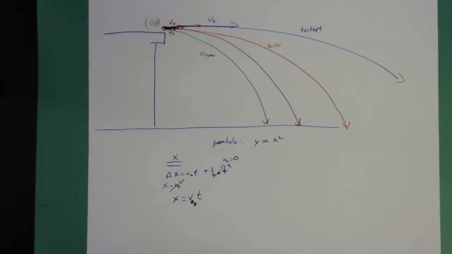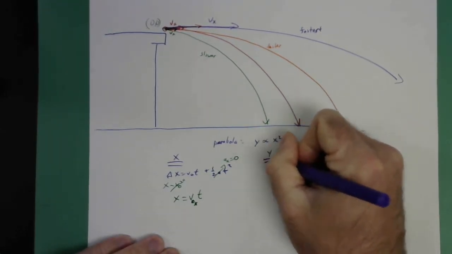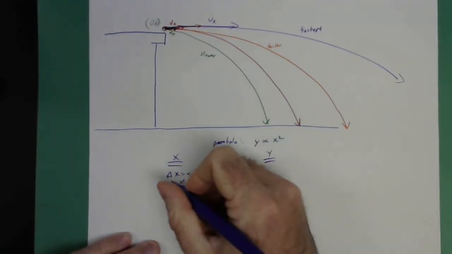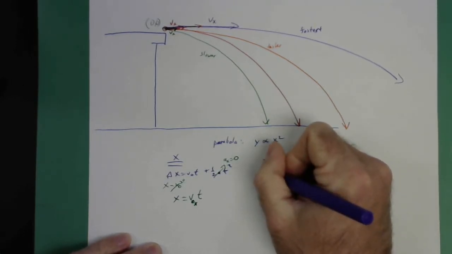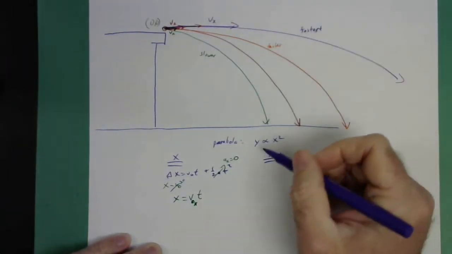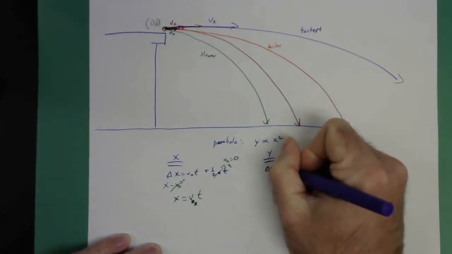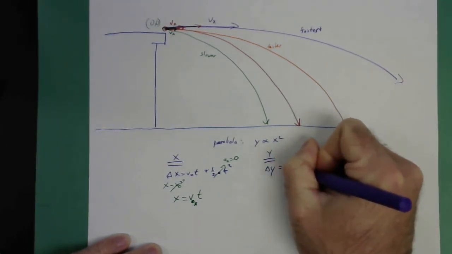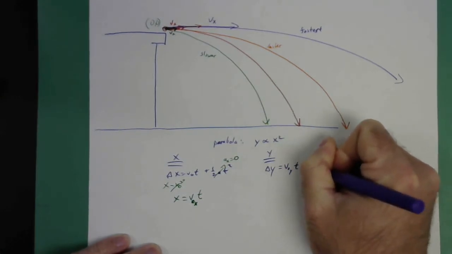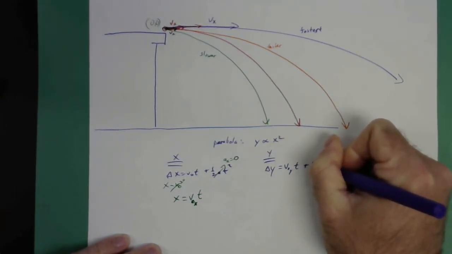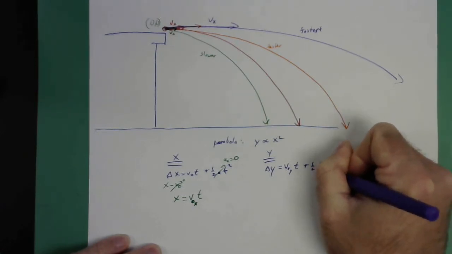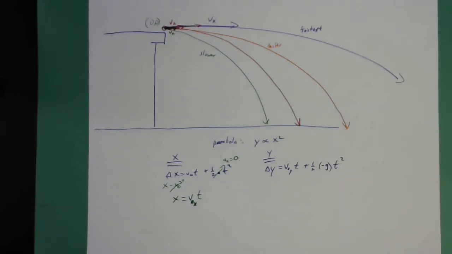Now we go to the y-axis. In the vertical axis, we can use the same formula if we wish, because we want the y position. I'm going to write it as delta y instead of delta x. It would be v naught in the y t plus 1/2 my acceleration in the y. Acceleration in the y, isn't that going to be negative g? Sure. T squared.